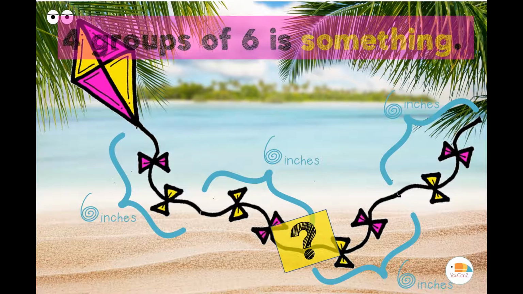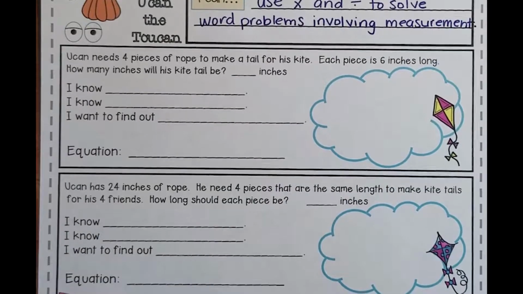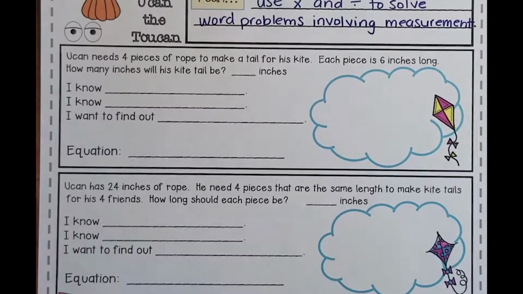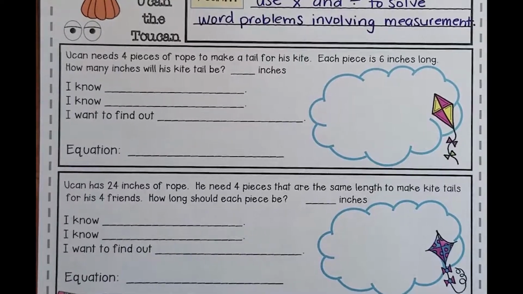Well, that sounds like a multiplication problem. You've got 4 groups of 6 equaling something. Or 4 times 6 equals something. Guess what? I can count by 6s. 6, 12, 18, 24. Your tail is 24 inches. So Ucan, you're going to need 4 pieces of rope to make a really long tail for your kite.